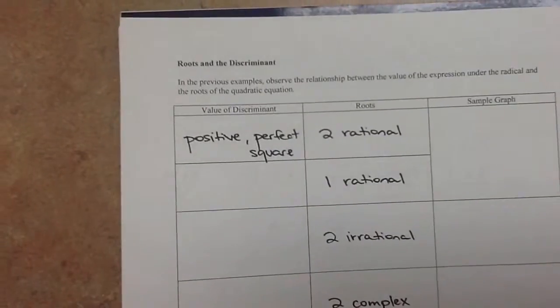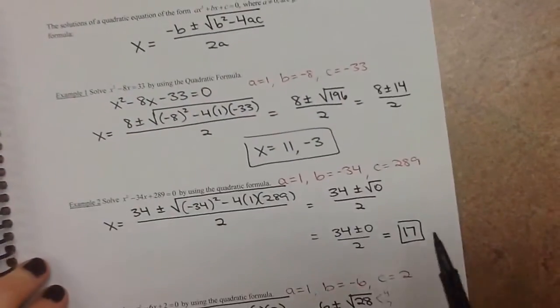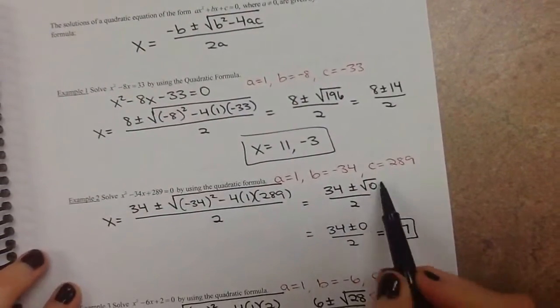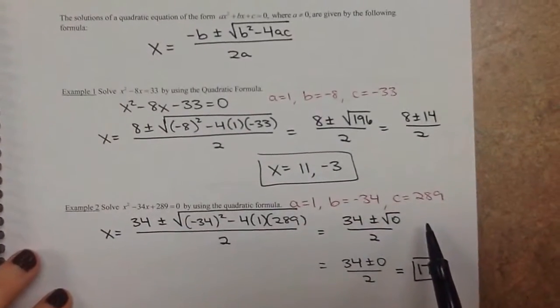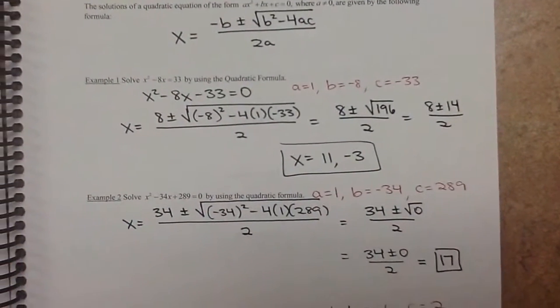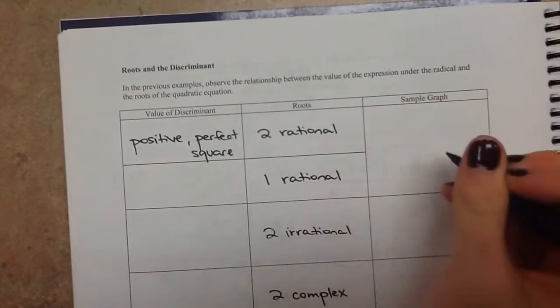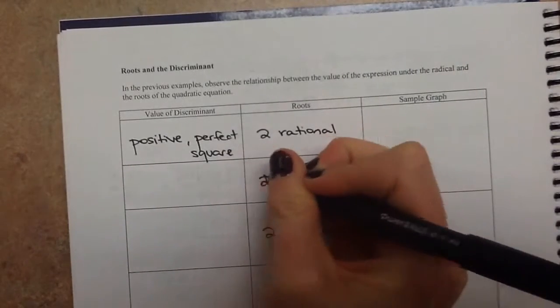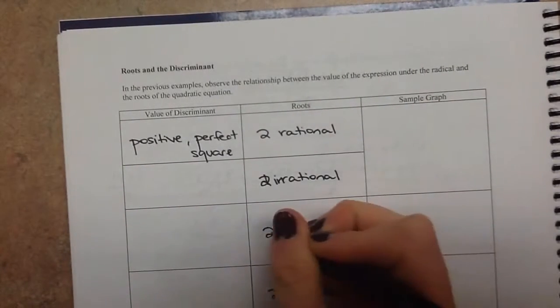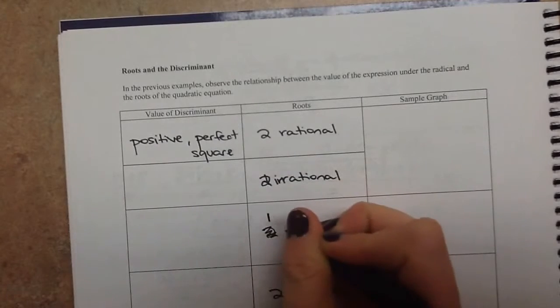Okay, let's flip back to the one where we got 1. Well, here we only got 1 answer because there was a 0 under the square root. Okay, so a 0 under the square root is what we would end up with here. Okay, and I should actually, I'm sorry, we should trade these because this picture won't make sense. Let's make this one the 2 irrational, and we'll make this one the 1 rational.